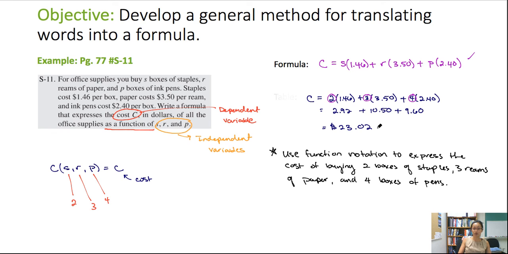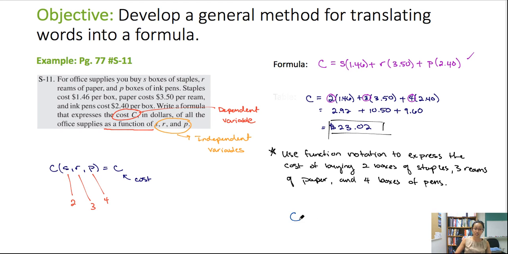Notice that we've already done the work here, and we found out that the cost of buying 2 boxes of staples, 3 reams of paper, and 4 boxes of pens was actually $23.02. But I want to write this entire phrase using function notation. So the notation is C of 2, 3, 4. So what does this mean? This means the cost of buying 2 boxes of staples, 3 reams of paper, and 4 boxes of pens is equal to $23.02. So that's the notation.